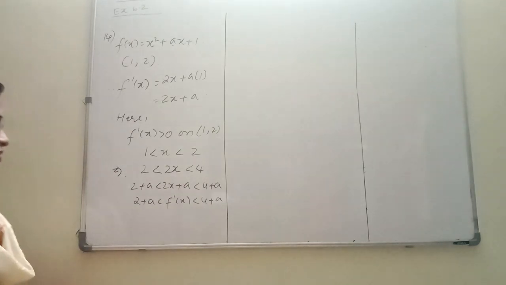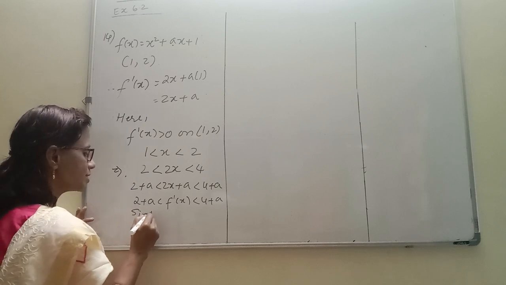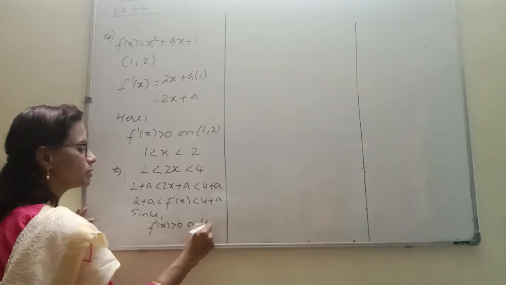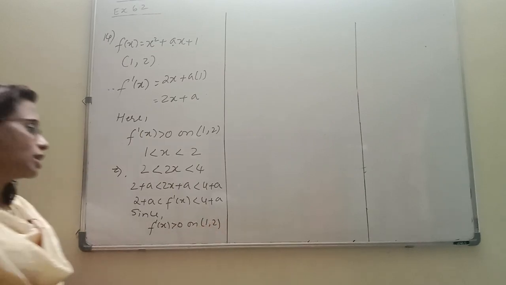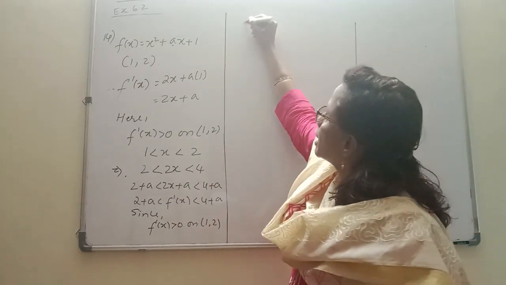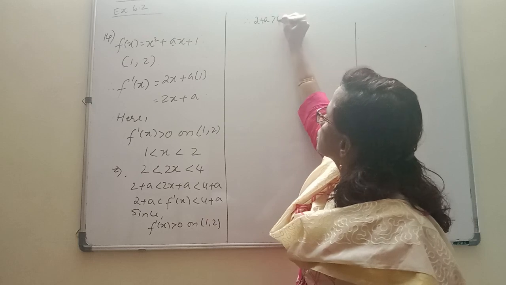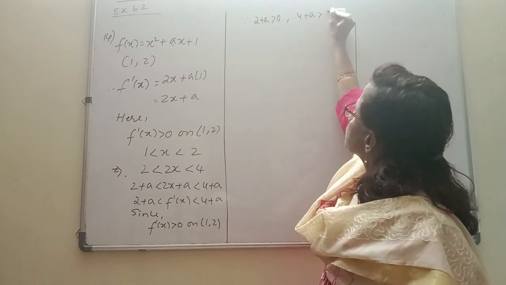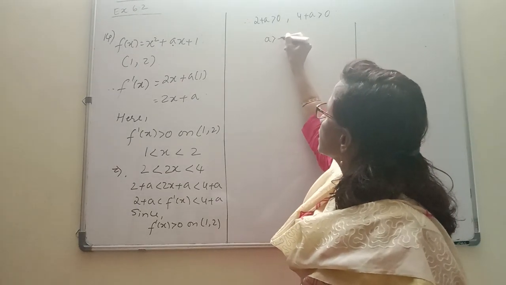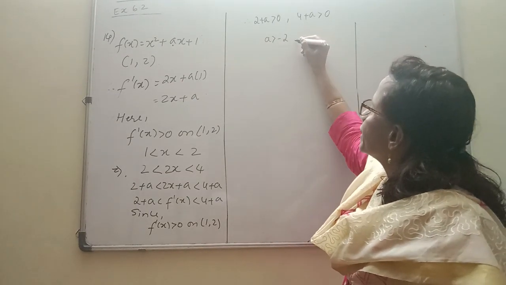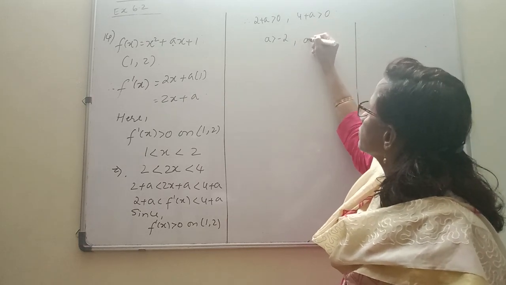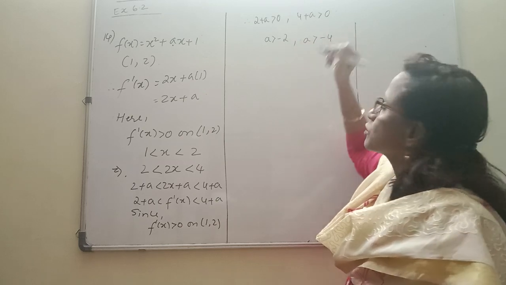So that's the turning point, since f dash x is positive on (1, 2), not everywhere, only on this interval. Therefore automatically the bounds have to be positive. So what will happen? You will have 2 plus a positive and 4 plus a positive. If 2 plus a is positive, what's the value of a? a is greater than minus 2. And if a plus 4 is positive, then a is greater than minus 4.